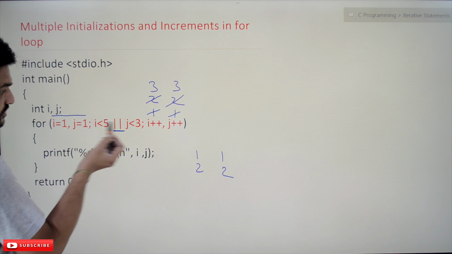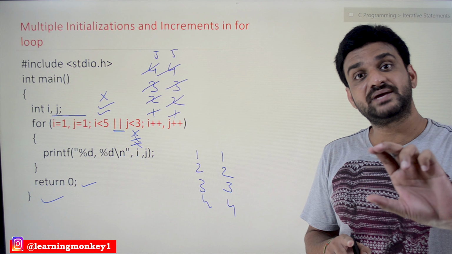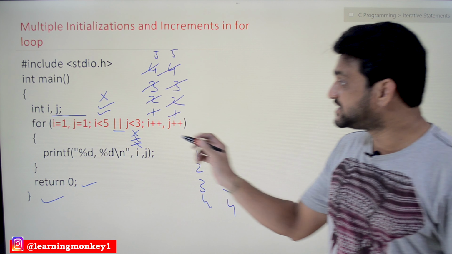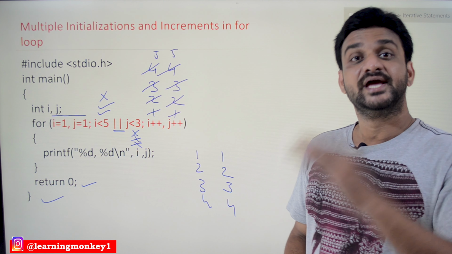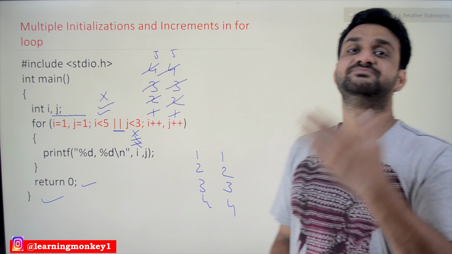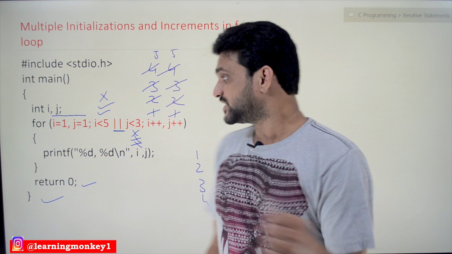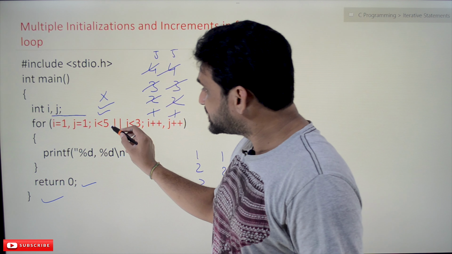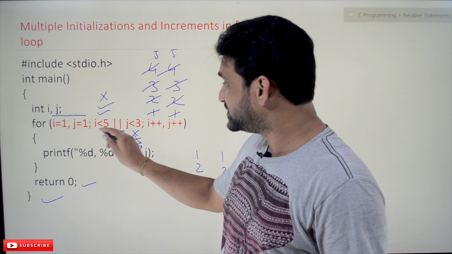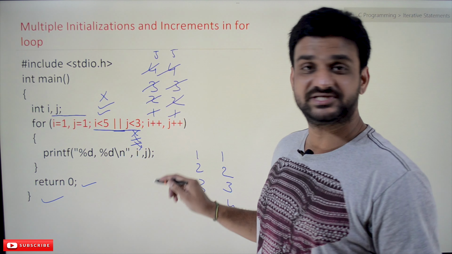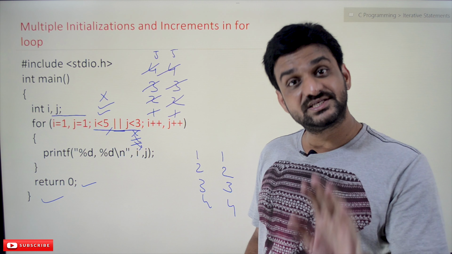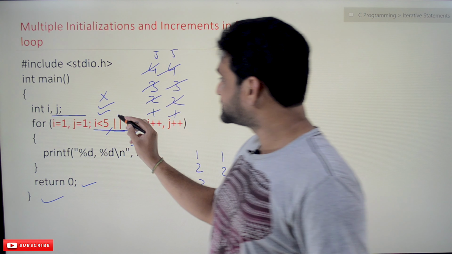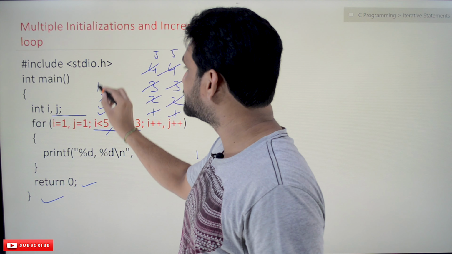So this is how multiple variable initialization and multiple variable incrementation can be done within the initialization part and the incrementation part of the for loop. Now, can we give multiple conditions? This entire thing is a single expression, right? So can we use the comma operator with the conditions? Yes, we can use it.